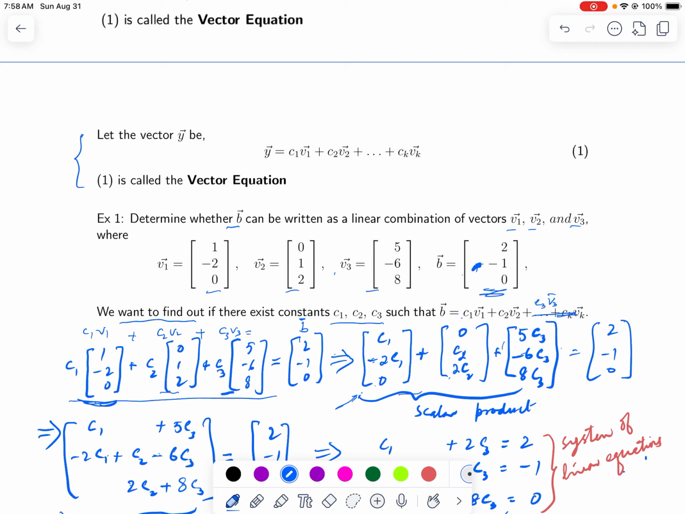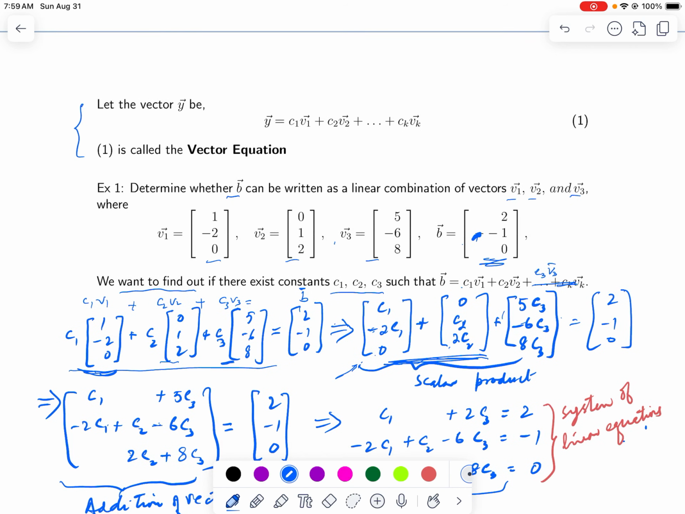Now because this is just the sum of the three vectors being added, I'll add them and I get this. The first component is c1 plus 5c3, the second is negative 2c1 plus c2 minus 6c3, and the third entry is 2c2 plus 8c3. So now notice this is one single vector, and we are saying it is equal to 2, negative 1, 0. Now by the equality of the two vectors, each entry must be the same as the corresponding entry.